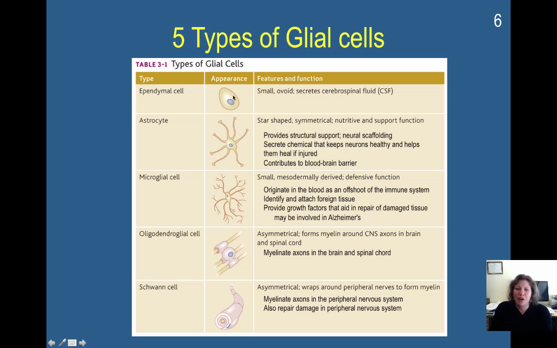So this glial cell is sort of oval in shape, and it secretes cerebrospinal fluid. So you will need this glial cell in your spinal cord. This glial cell will also be in your ventricles.